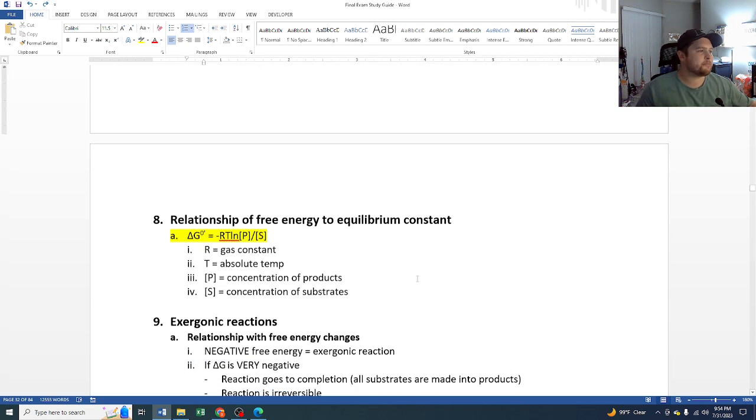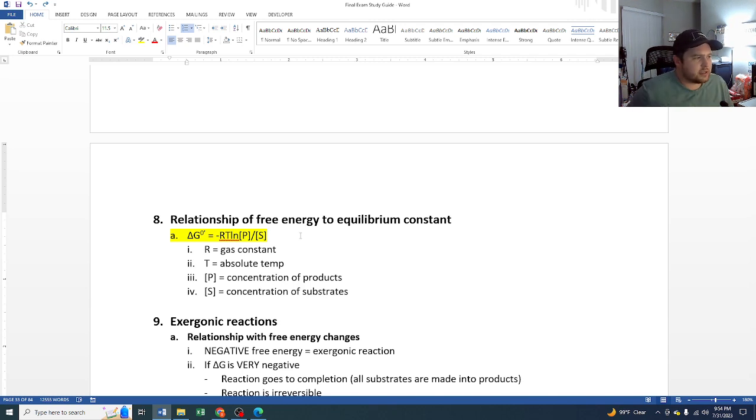Here we have another equation: the relationship of free energy to equilibrium constant. Probably won't have much questions. The only kind of questions you'll have about this is like, which of the following is the equation for whatever. But what I find is that if you can understand the different components of the equation and how they fit into the equation, it can really help you understand the overall concepts.